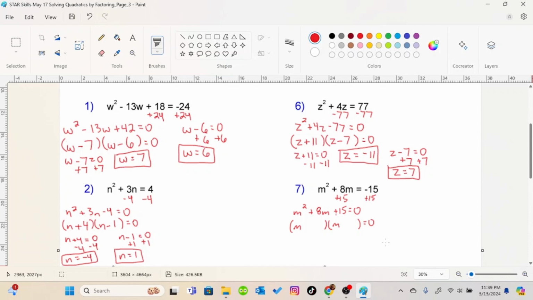The second symbol being plus tells us the signs are the same. The first symbol being plus tells us they're both plus signs. Now we need numbers that multiply to 15 and add to 8. And that would be 5 and 3.